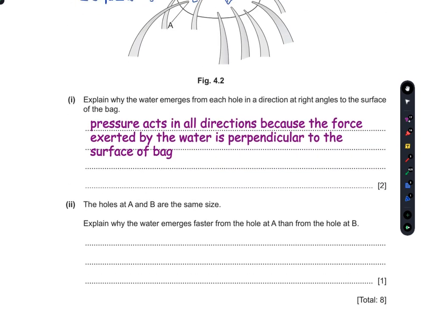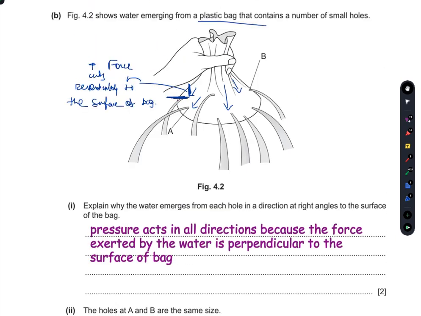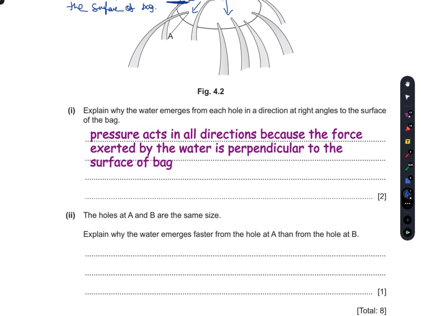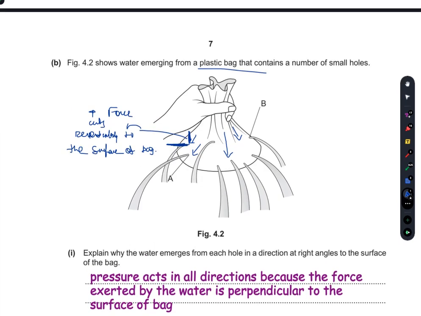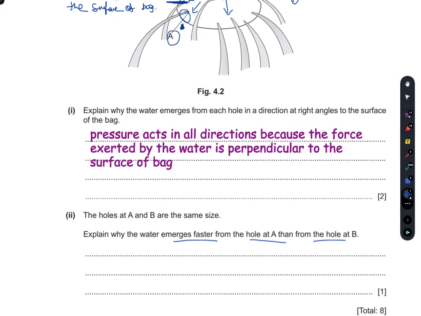Now part 2: the holes at A and B are the same size. Explain why the water emerges faster from the hole at A than at the hole at B. Now the formula for water pressure is rho g h. A is at a greater height and B is at a lower height. The height is in the downwards direction. So A experiences greater water pressure, B experiences lower water pressure.